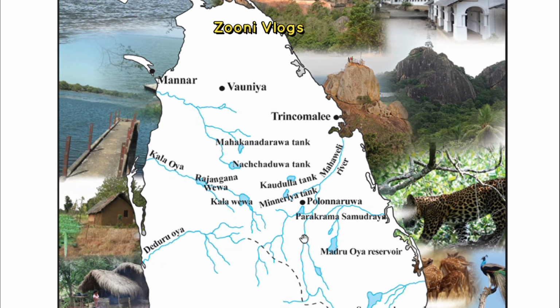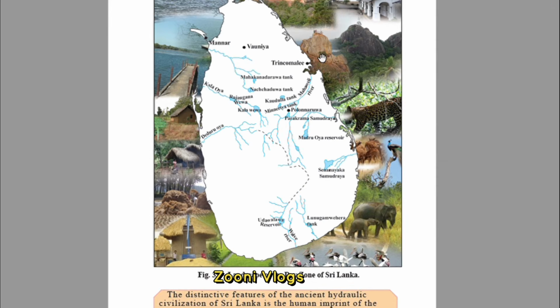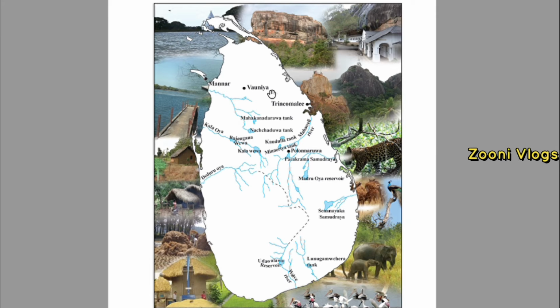Now you can see here the map of Sri Lanka. Now I'm going to show this map. Look carefully. Here Mannar, Vavuniya, Trincomalee, Mahakanadarawa tank, Nachchaduwa, Kalaoya, Deduru Oya, Rajangana Wewa, and here Kala Wewa. I can't tell all the places. You just go through and take these places in mind because they will ask. So these are the landscape of dry zone of Sri Lanka. Try to keep these places in your mind. Surely they will ask in your term test paper to mark these places.